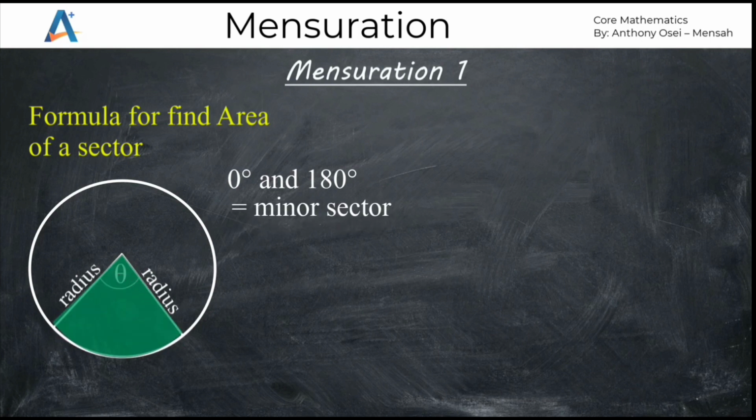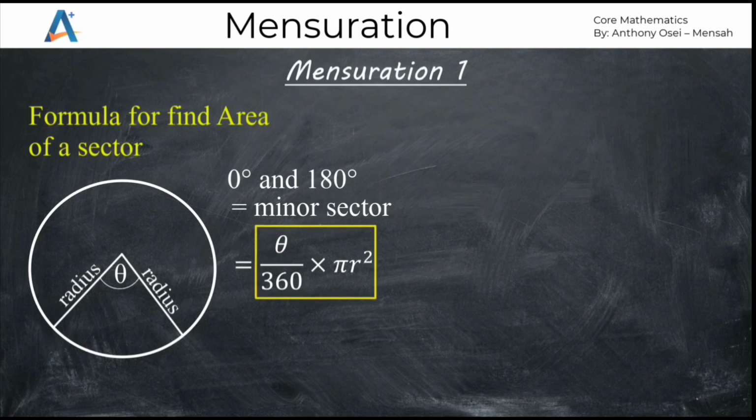So if you want to find the area of this minor sector, you need to consider the fact that the sector is a part of the circle. So the part is theta out of the 360. That fraction of theta times the circle, which is pi r squared. So the area of the circle will multiply that fraction to give you the area of the sector. So area of a sector is equal to theta over 360 times pi r squared.